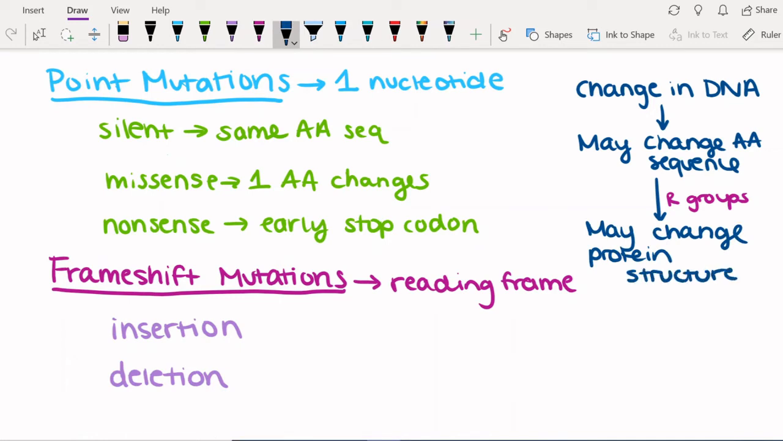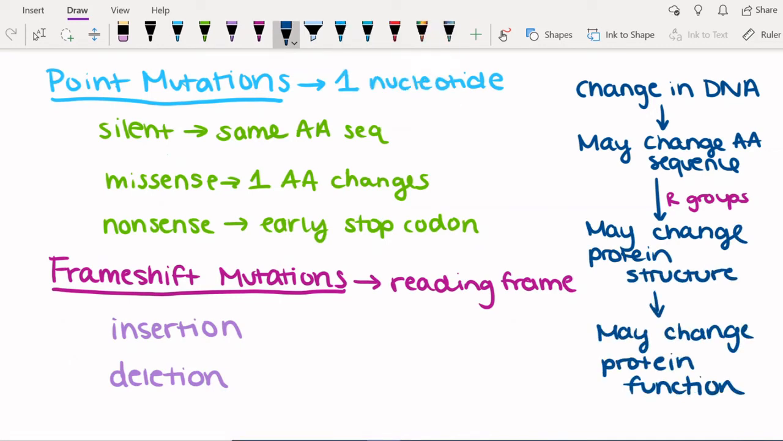A change in the DNA may change the amino acid sequence. The interactions between R groups change, so the protein structure may change as well. Changing the protein structure usually changes its function.